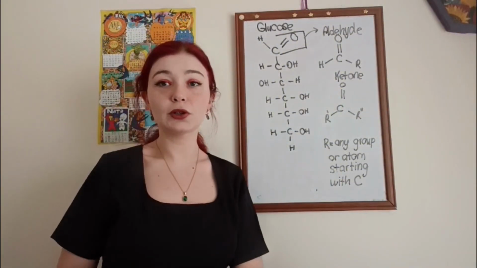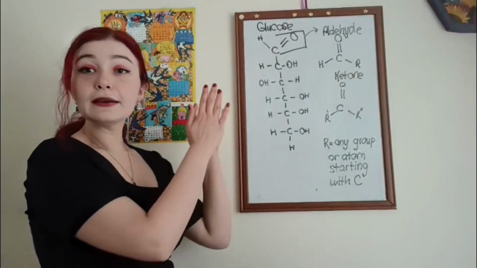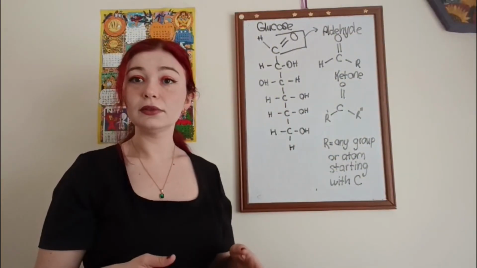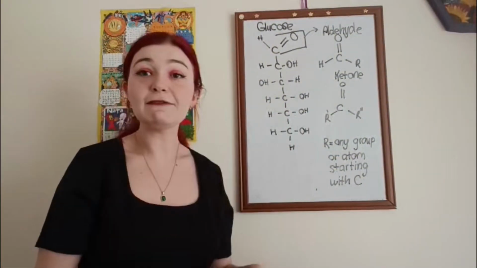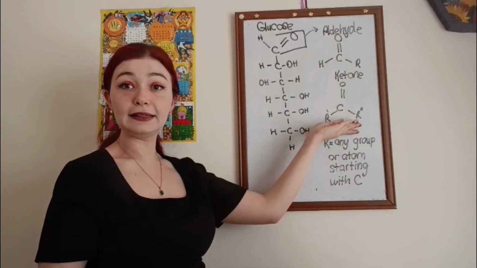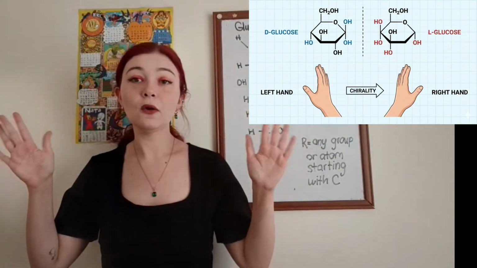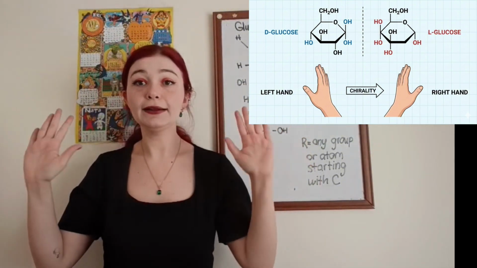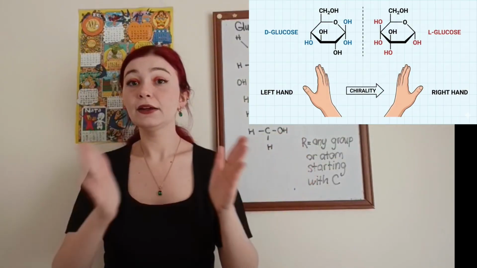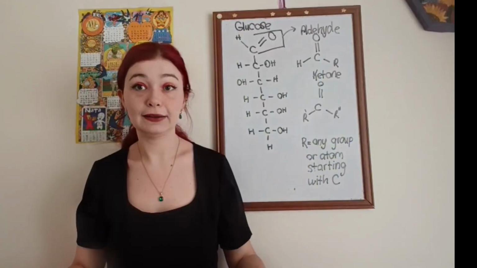But what gives a sugar its ultimate identity? The carbonyl group. If the carbonyl group is at the very head of the chain, it's called an aldose. If it's hidden inside the chain, like this, it's called a ketose. Now hold up your hands. They are identical. They are mirror images of each other, but you can't superimpose them, and it's called chirality.